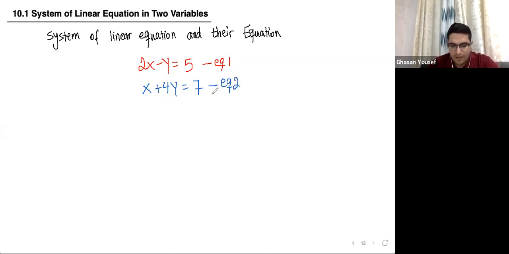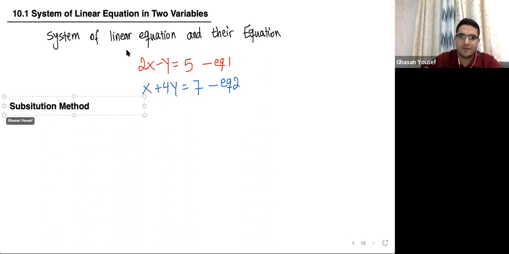So we have three ways to solve this system. The first one is by using the substitution method. We have three methods. The first method is the substitution method. So what does that mean? We have some steps for this method. We have three steps for this method.